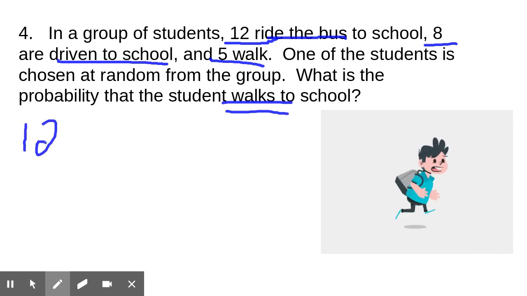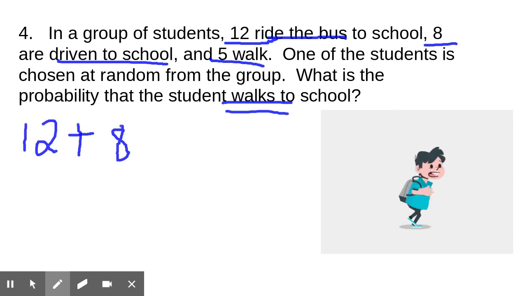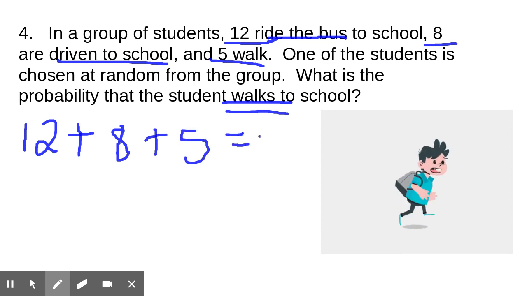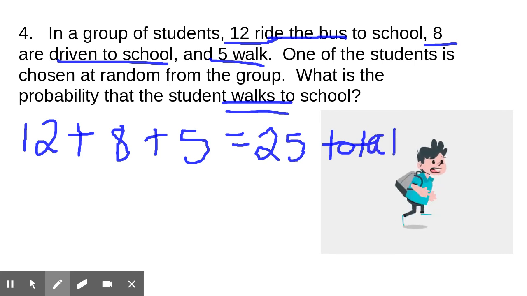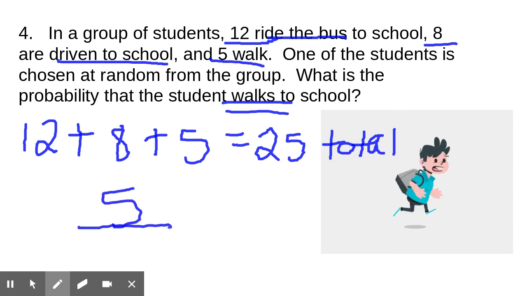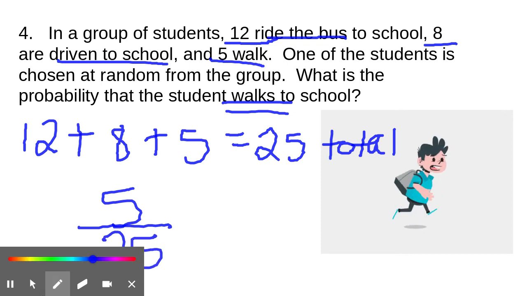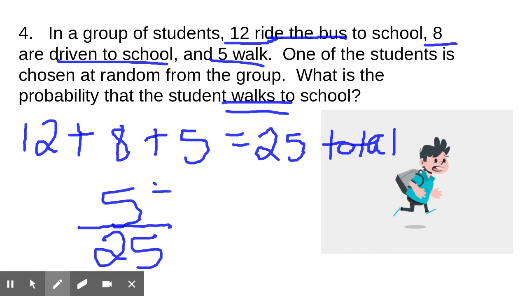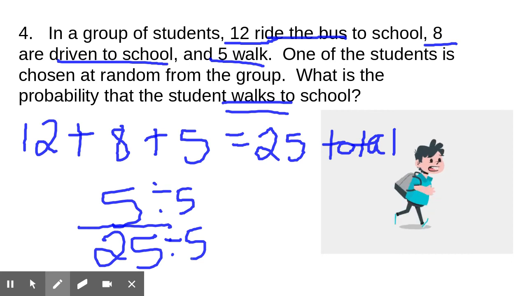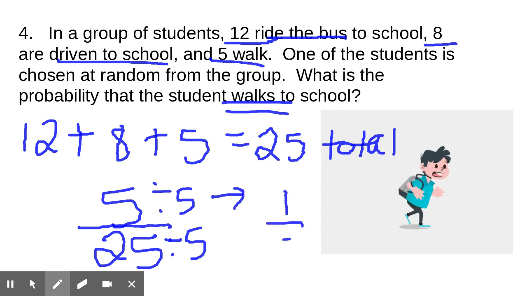Well, what is the total number of students? I have 12 plus 8 plus 5. That gives me a total of 25, right? And then it says, what is the probability that the student will walk? Well, how many students walk to school? Well, that's 5. That's my favorable outcome out of my total of 25. Okay, that can be reduced because I can divide both the numerator and the denominator by 5. So I get a 1 out of 5 chance.